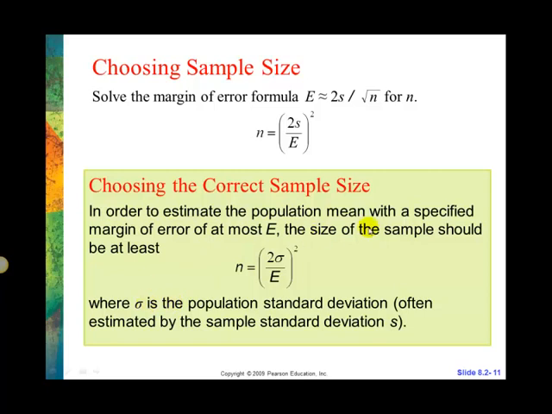So if we don't know sigma, okay, which in most cases we don't, that's why we use our sample standard deviation of S, or a previous study's sample standard deviation.